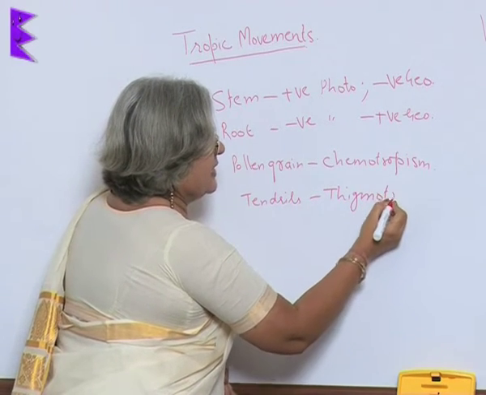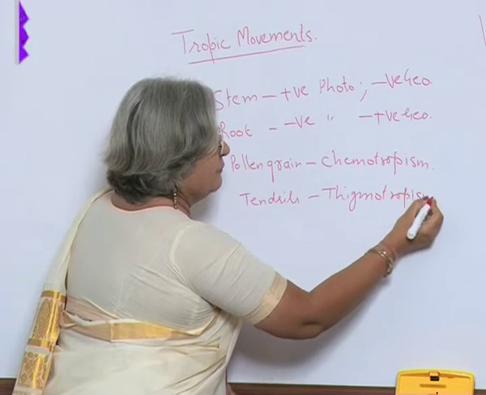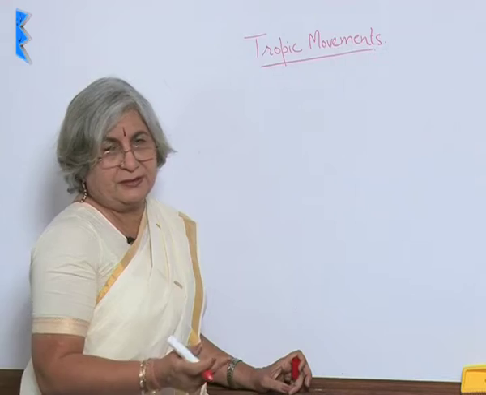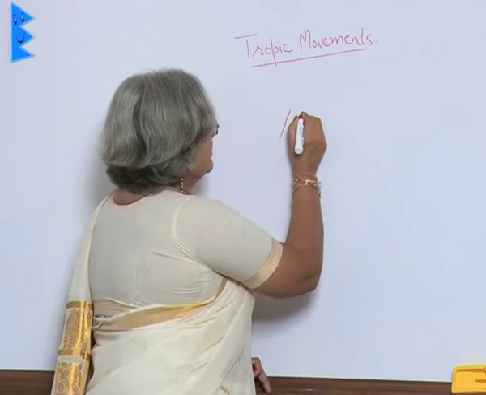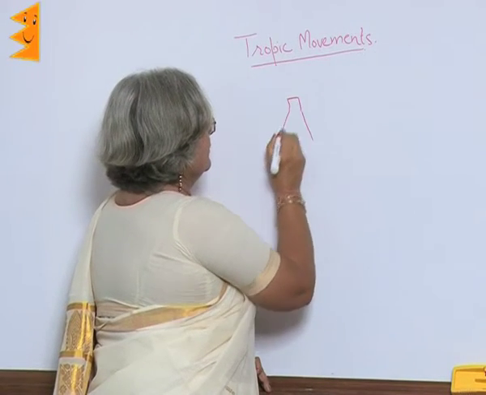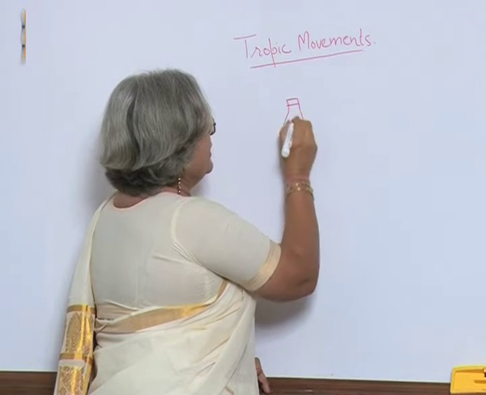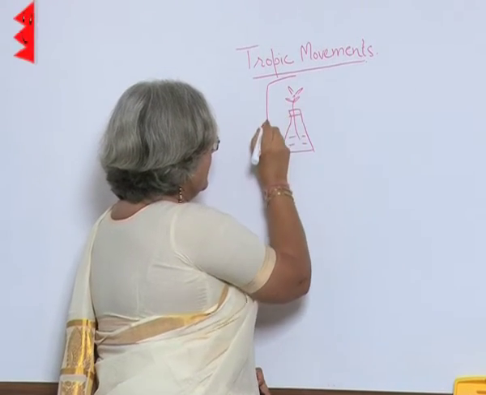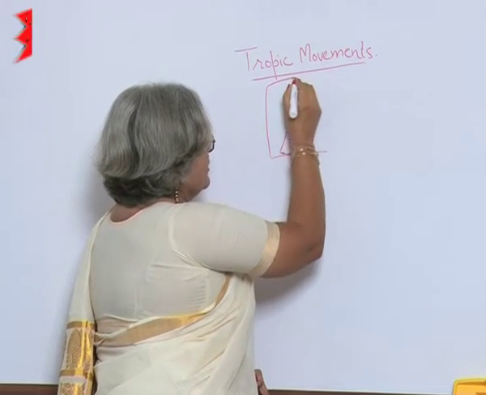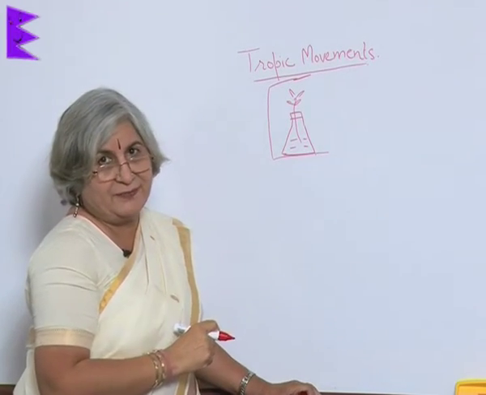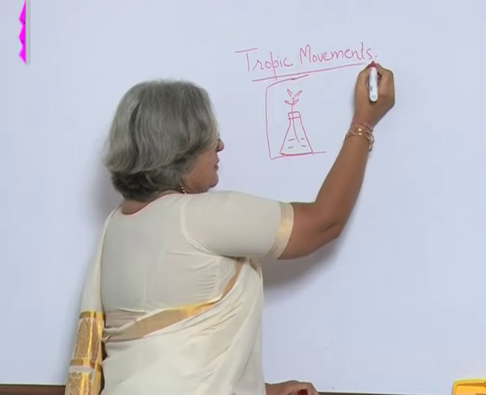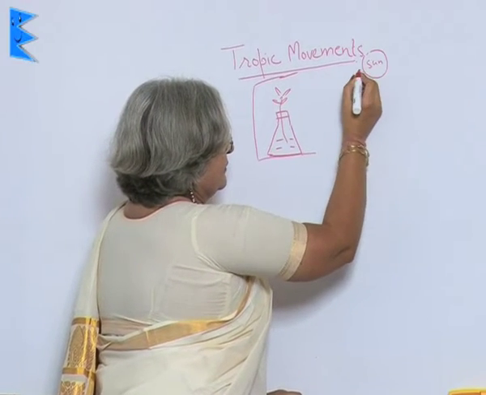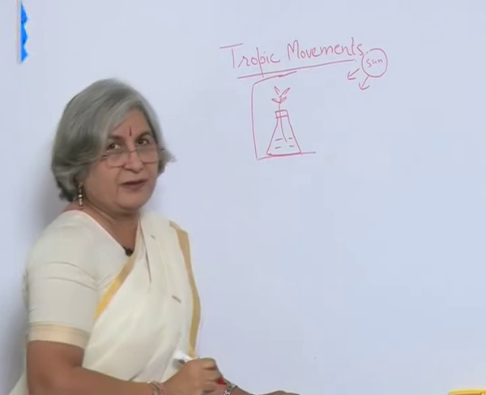Now this can be easily explained with the help of a simple experiment. It's a very simple experiment. You can take a conical flask, pour water in it, put a plant. Now this plant can be placed in a box which is open from one side. Now keep this box towards a windowsill from where sunlight can come.